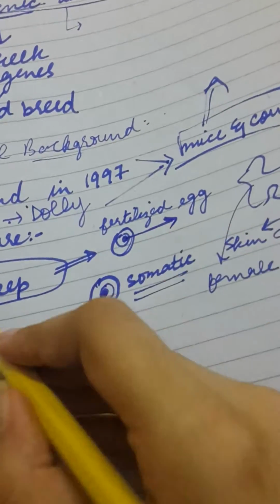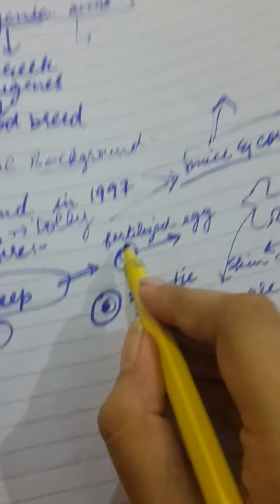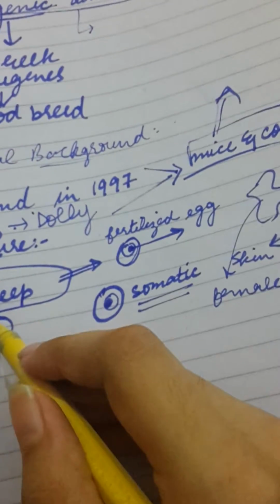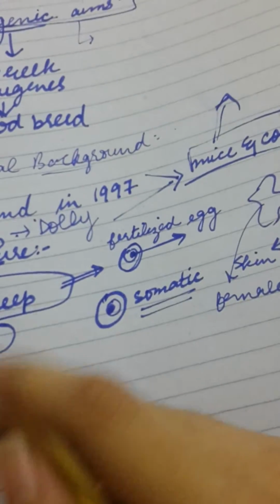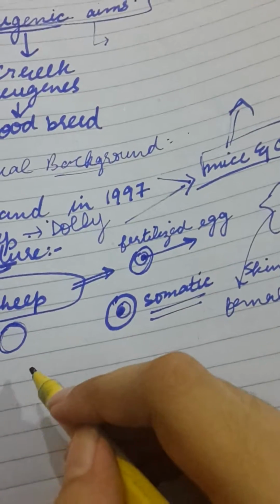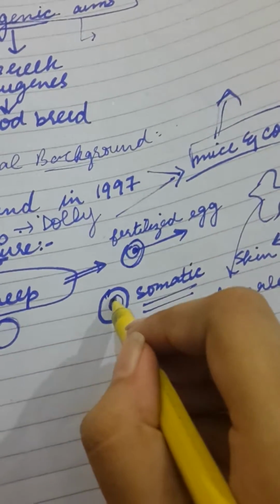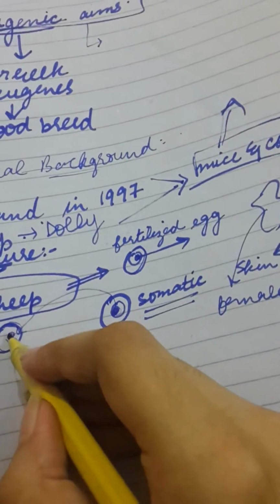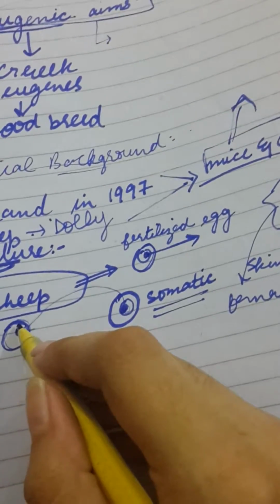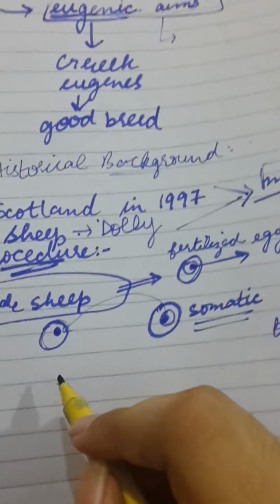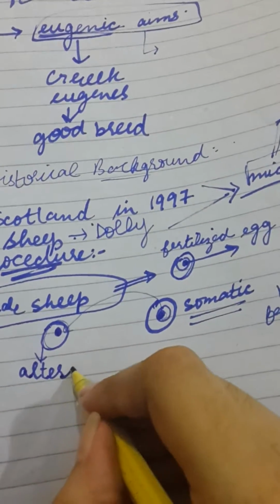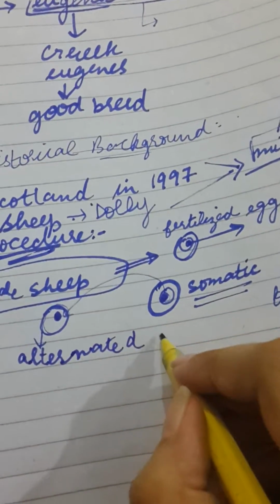First of all, I'll discard the nucleus of the egg, and this we have to perform at microscopic level, and the slightest mistake can spoil the whole procedure. So we have to be very conscious that we are performing everything totally perfectly. Now, as I've removed that nucleus, I'll take out the nucleus from the somatic cell and put it in the fertilized egg, from which the nucleus has been discarded. Now this new cell will be called an altered zygote.